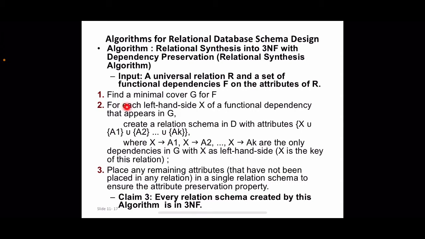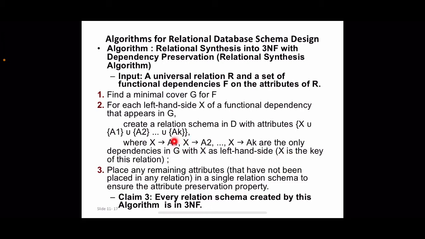For each left hand side X of a functional dependency that appears in G, we create a relation schema in D with attributes X union A1 union A2 up to Ak. And what are these Ai's? X determines A1, X determines A2, and so on up to X determines Ak are the only dependencies in G with X as the left hand side. And X is the key of this relation.